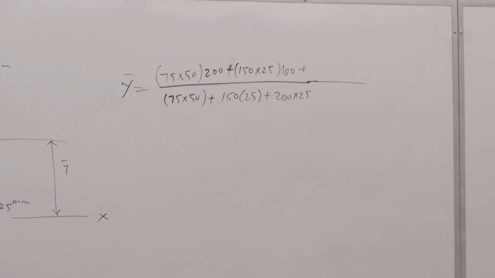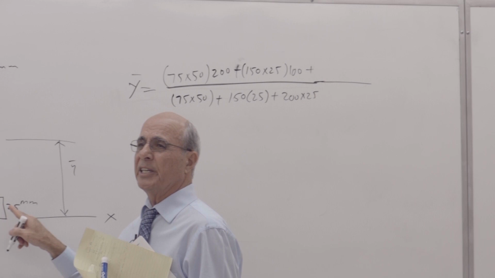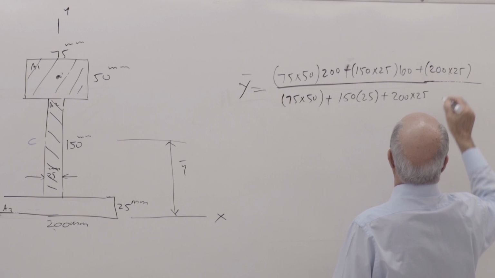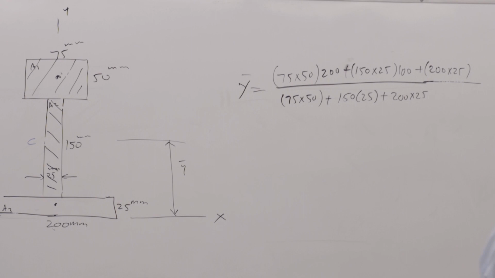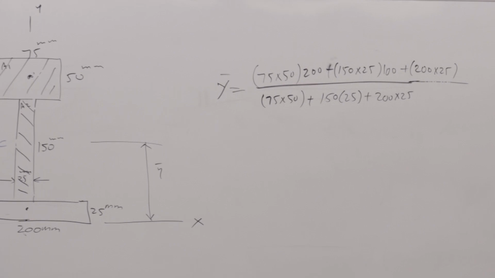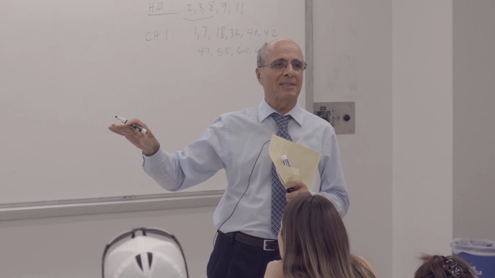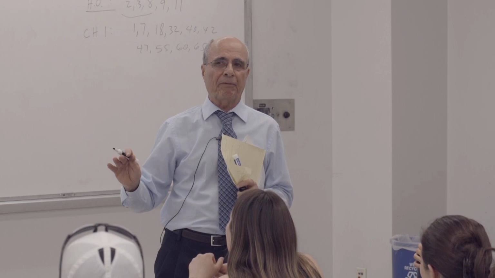The last one is how much? 200 times 25, and then multiplied by what? The mass is here, and I need this distance. Is that correct? That distance is 12 and a half. Is that how you learned your statics class? Yes? No. You just fill out the form, the table, yes? Bad. Bad idea. Very bad idea. Everybody understand? That is the difference in how you learn this material.